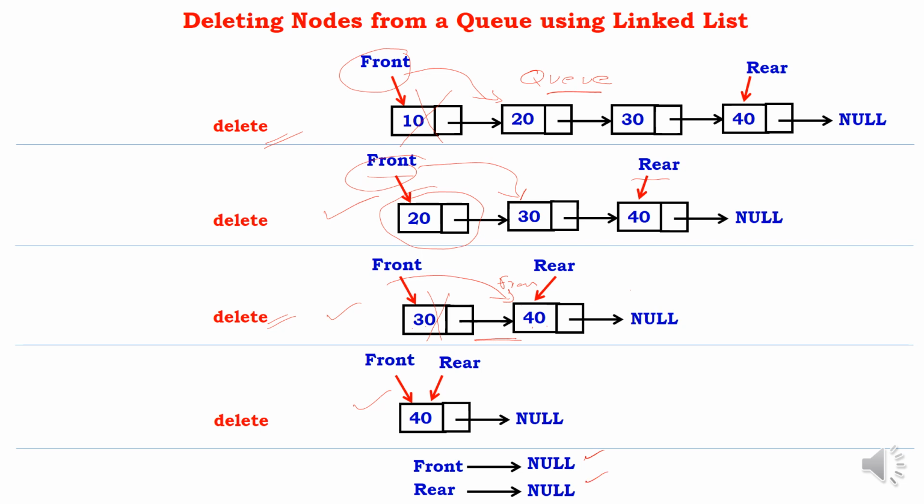You can delete this node, and even after deletion of this node, there will be no nodes in the linked list. So front is pointing to null, rear is pointing to null, so it is an empty queue, an empty linked list. So a linked list can be used to construct a queue by using two pointers, one pointing to the front node, the other pointing to the last node, and additions will be performed at the rear end and deletions will be performed at the front end. This makes a queue.